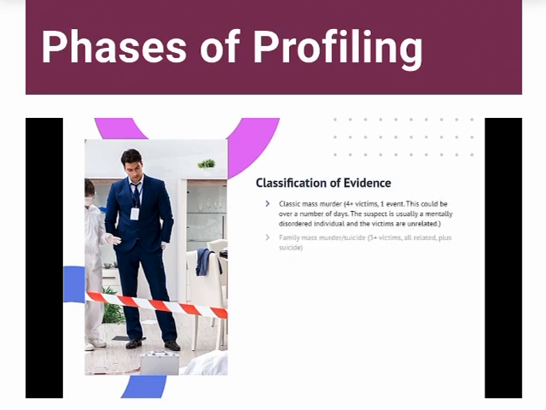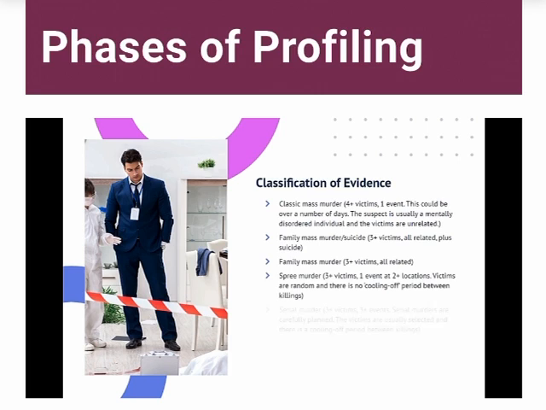Classic mass murder, 4+ victims, 1 event. This could be over a number of days. The suspect is usually a mentally disordered individual and the victims are unrelated. Family mass murder or suicide, 3+ victims, all related, plus suicide. Family mass murder, 3+ victims, all related.